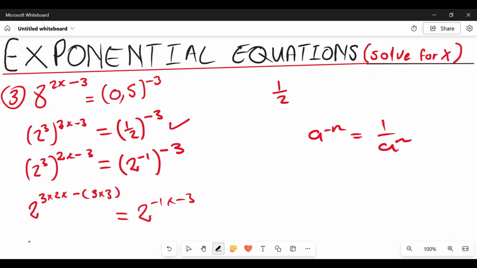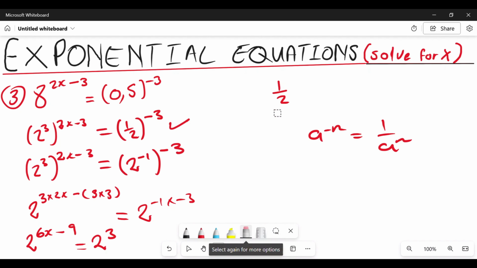Now, if you continue here, this 2 is going to give us 2 to the power of 6x minus 9. All this is equaling to, now on the right hand side, we have the base, which is 2, but the exponent here with negative 1 multiplied by negative 3, that is going to give us positive 3. Right, so let me erase this so that we can continue on the other side.